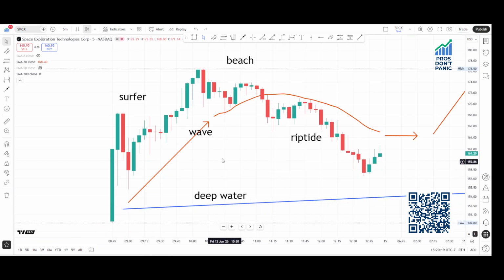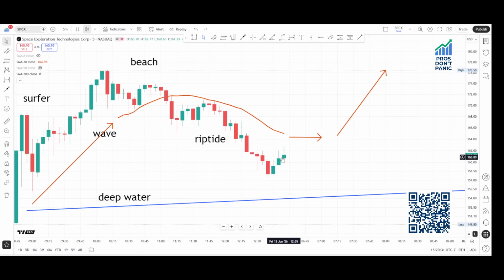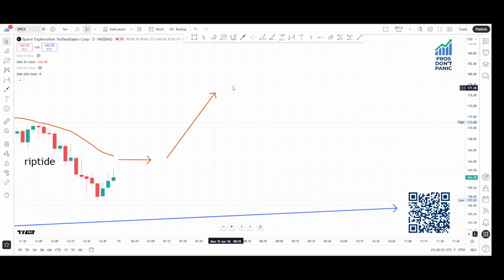I teach you candle by candle how to manage this, how to get into the wave, be in the right location, be in the power wave, surf this entire thing through the surfing zone, get out at the beach, and then riptide this thing back. And you do this over and over and over again like a surfer. Paddle back out, surf another wave, have fun, do this over and over again.